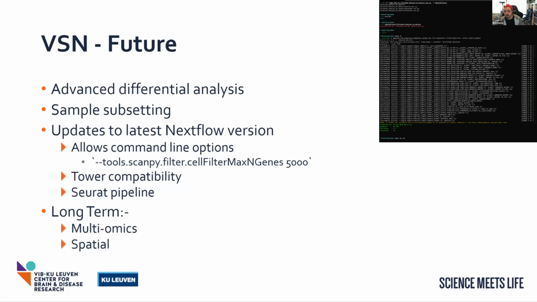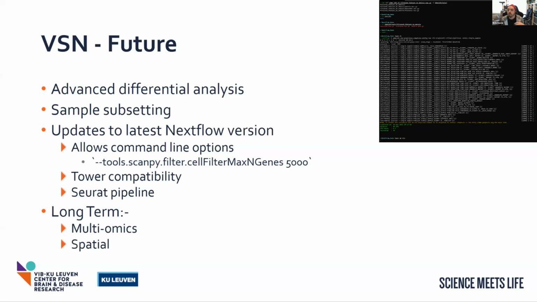We will update to the newest Nextflow version soon, which actually is going to allow us to use command line options that we couldn't use before. NF Tower compatibility, which is a web viewer and manager for Nextflow pipelines. And there is in development and hopefully coming very soon is a Seurat pipeline to go alongside the ScanPy pipeline. So although we output Loom files, we also output H5AD for the ScanPy pipeline. We would output the Seurat object in an RDS file for the Seurat pipeline.